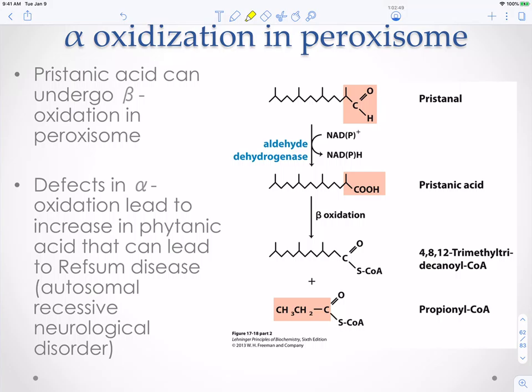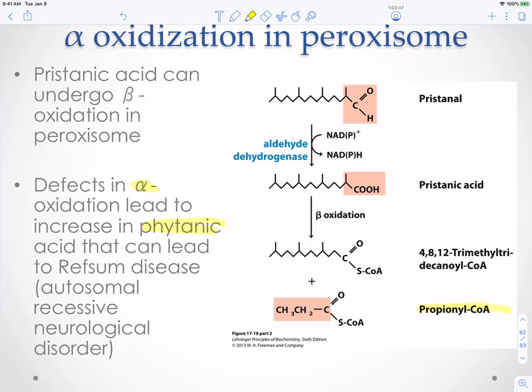So the pristanic acid will undergo beta oxidation, similar to what we saw before, and it will lead to hydrogen peroxide for that first step, lead to an NADH, acetyl-CoA, etc. You're going to continue the beta oxidation again until you get to a smaller fatty acid. So, for example, you're going to get a propionyl-CoA, which can leave the peroxisome, go into the mitochondria, and become succinate, and then continue on the TCA cycle. And then you're going to continue with your beta oxidation until it gets down to a small chain or medium chain fatty acid.